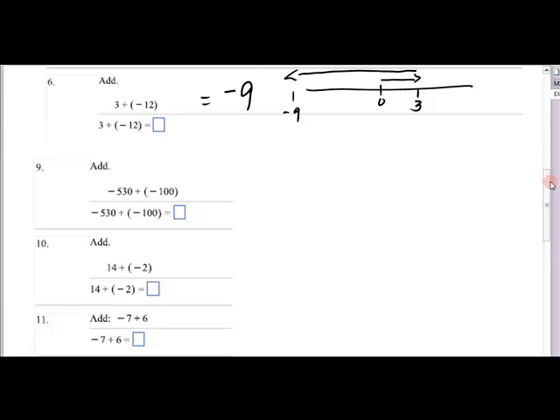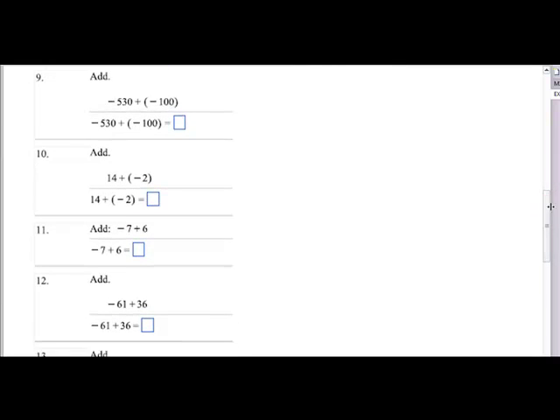All right. Now, some of these you may want to grab a calculator, but I would not ask the calculator to figure out the signs. Just let it figure out some arithmetic for you if you need the help.